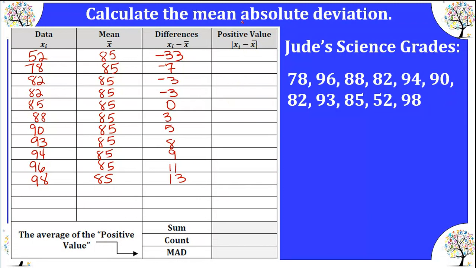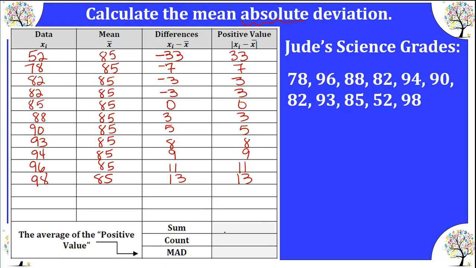And then the word absolute comes from the fact that we're going to average these distances to get a single number to represent the distance. But we only want to look at the positive value. So we're taking the absolute value of our distances. And then we're going to average these.